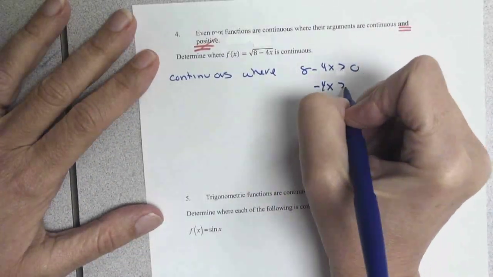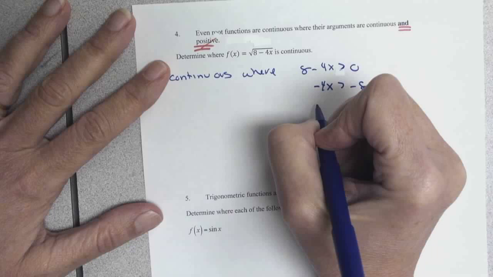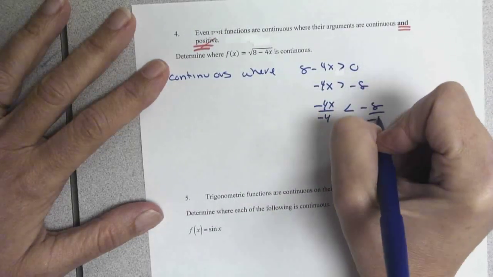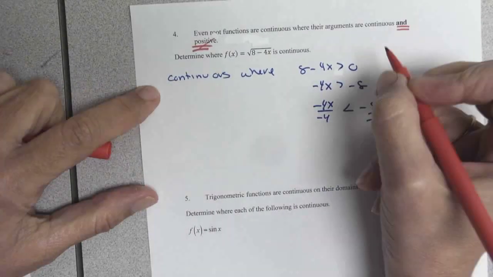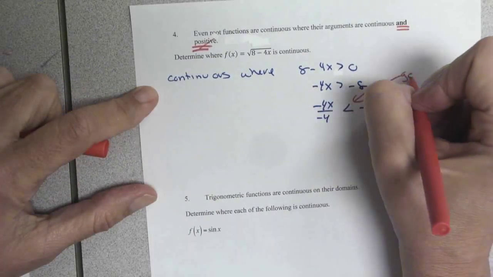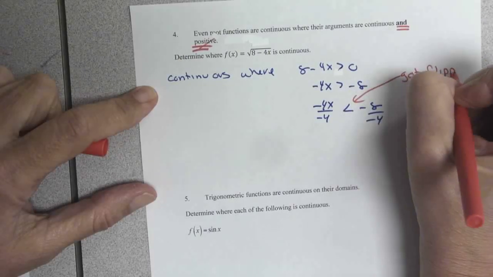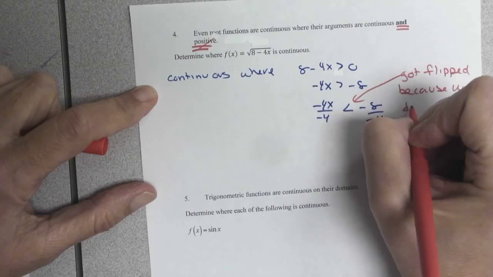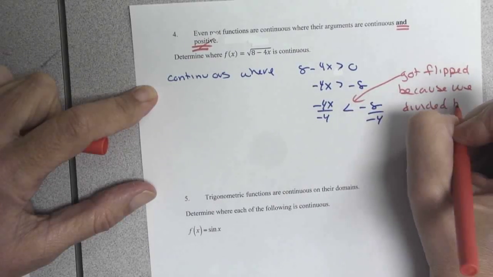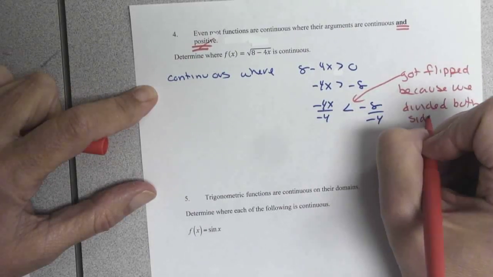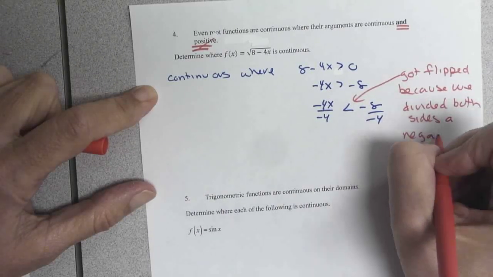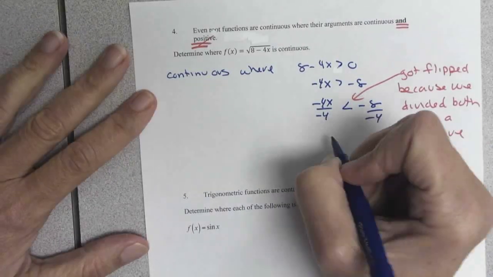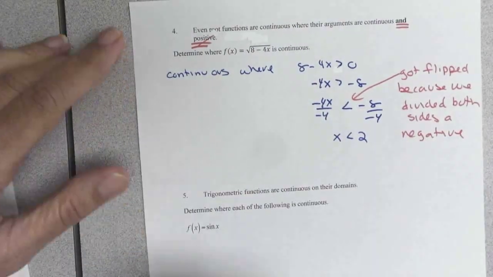Solving this guy. And then why I picked this particular problem: to remind you that when I solve an inequality and I divide both sides by a negative number, that inequality sign gets flipped because we divided both sides by a negative. Got to remember some of those basic algebra things. And so we get x less than 2.